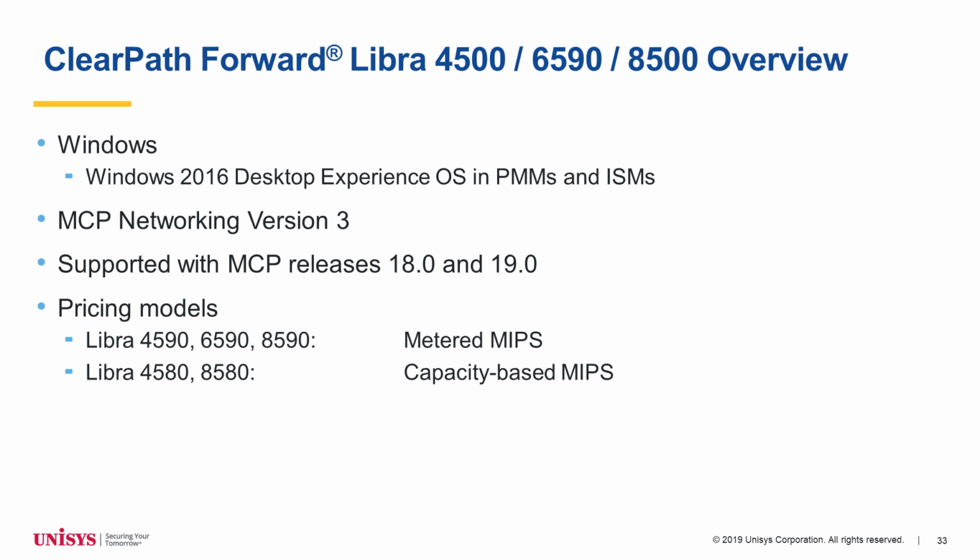And then we're utilizing Windows 2016. That's what we ship with each of these systems. It runs on all of the ISMs, PMMs, as well as the op servers. Again, we're using MCP networking version 3, and there's no native BNA available. The supported releases are MCP 18 and 19. MCP 17 is not available for these systems, and our pricing models are either metered MIPS or capacity-based MIPS.